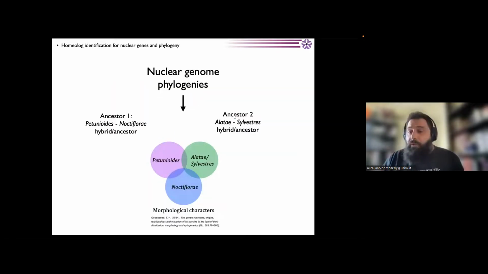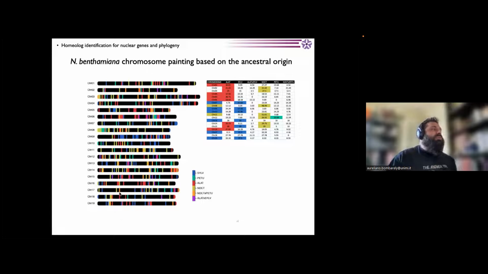Nothing new. Of course, once we identified the homologs, we went to the benthamiana genome and started to color our benthamiana genome chromosomes depending on the ancestor. The interesting thing here is that you can see a lot of red, because it's the Alatae origin. You can find a lot of blue, which is the Silvestris origin. Noctiflorae you can find also. Petunioides not so much, just a small number of genes. And what is interesting, and was reassuring for us, is that some chromosomes are enriched in some of these origins. For example, chromosome 9 is enriched in the Silvestris origin, meanwhile chromosome 6 here is enriched in the Alatae origin. Remember that this has been done with 411 genes. It's not the whole genome, but the genes from the gene clusters that we used for this analysis.